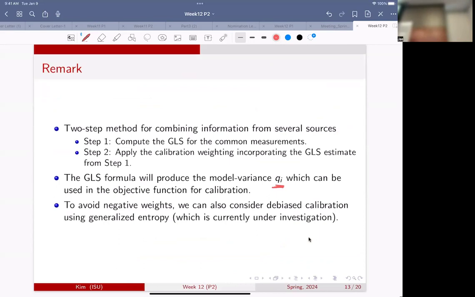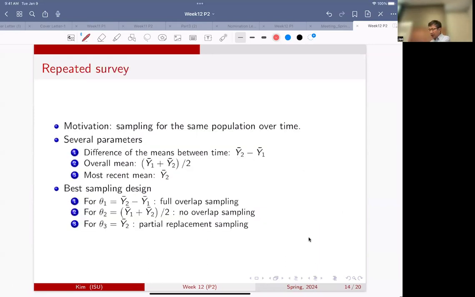But even if you choose an incorrect, somewhat inefficient QI, you still combine information. So that's not bad. And to avoid negative weights, we can also consider a different approach. Caleb is working on this right now. Okay, so, repeated survey.